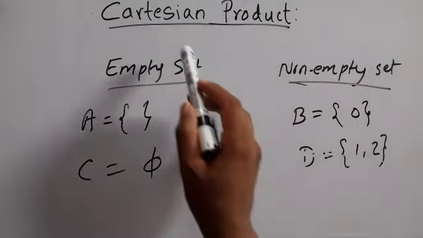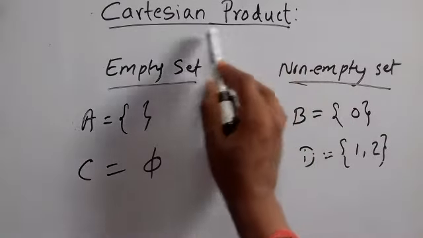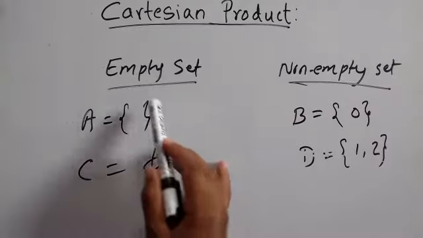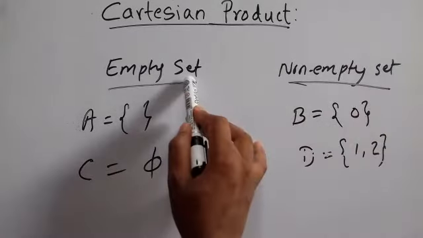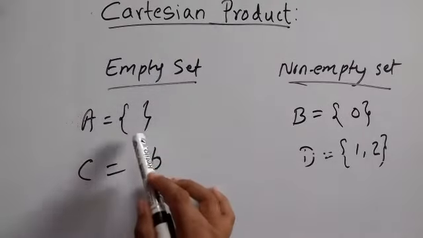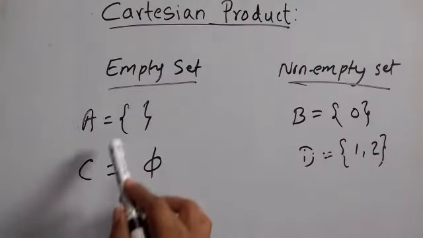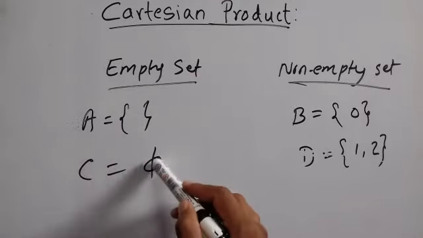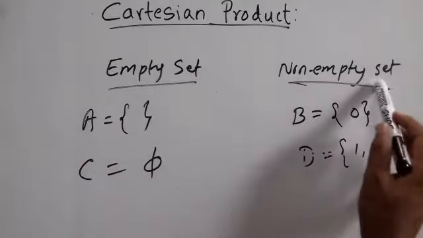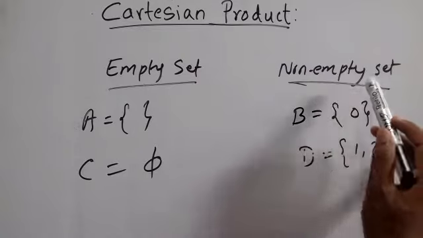In this video, we will learn about Cartesian product. But before knowing about Cartesian product, we have to know the meaning of empty set and non-empty set. Empty set means a set containing no elements. For example, these two sets are empty sets as there is no presence of any element. And non-empty set means a set containing at least one element.